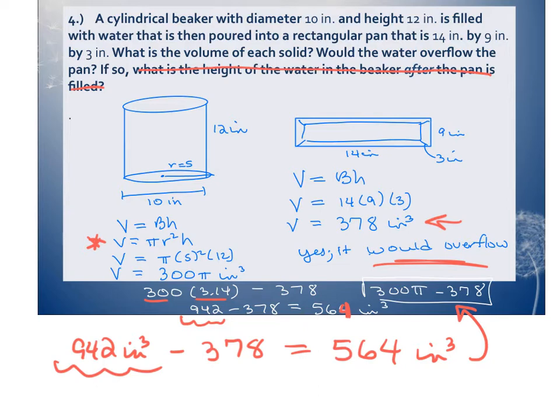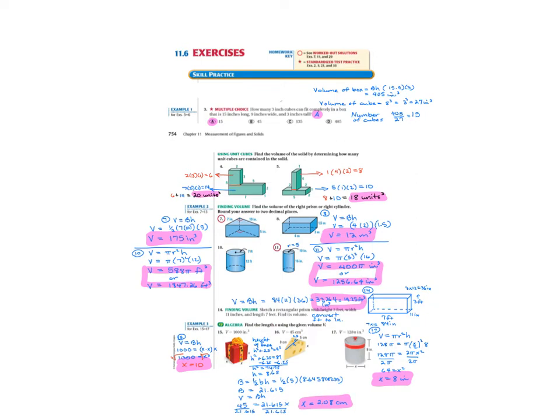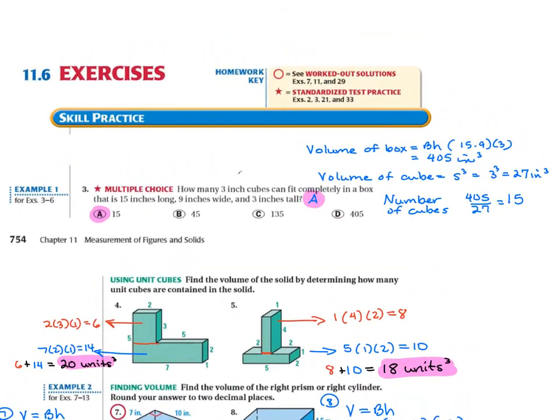Now let's go through the homework. And I'm going to zoom into each one so you can see the work. So here's number 3. For number 3, it's not asking me to find just the volume, it's taking it a step further, and it wants to know how many 3-inch cubes could fit into that box. So I actually need to find the volume of the cube and the volume of the box. Once I find those two volumes separately, then I divide them.